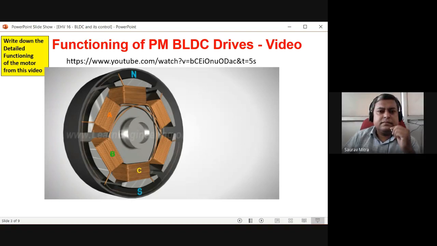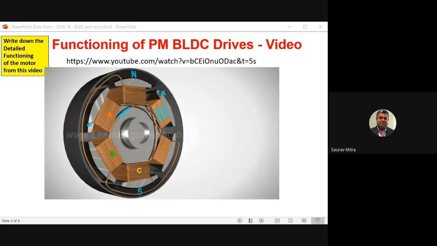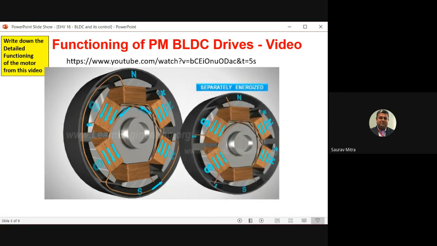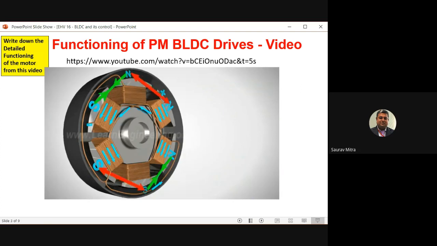Just connect one free end of the coils together. When the power is applied between coils A and B, let's note the current flow through the coils. It's just like the separately energized state. That's how a BLDC works. But you might have some intriguing doubts in your mind.